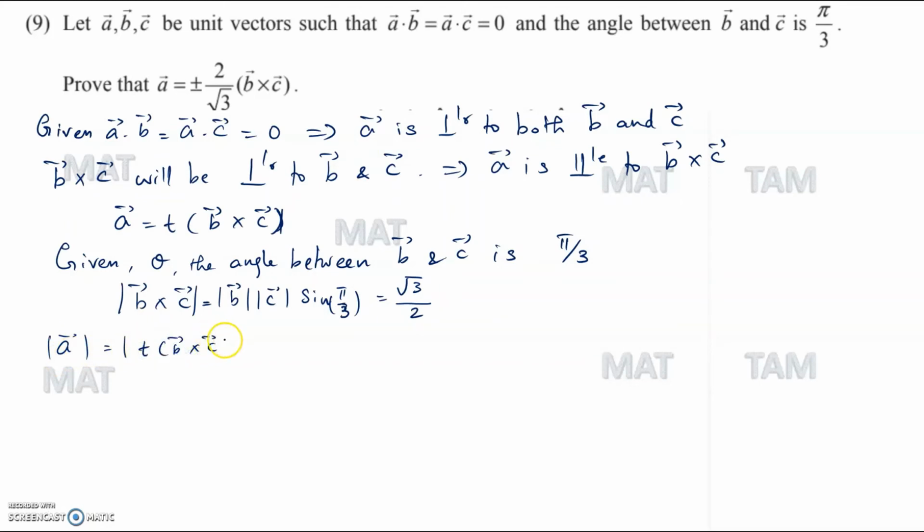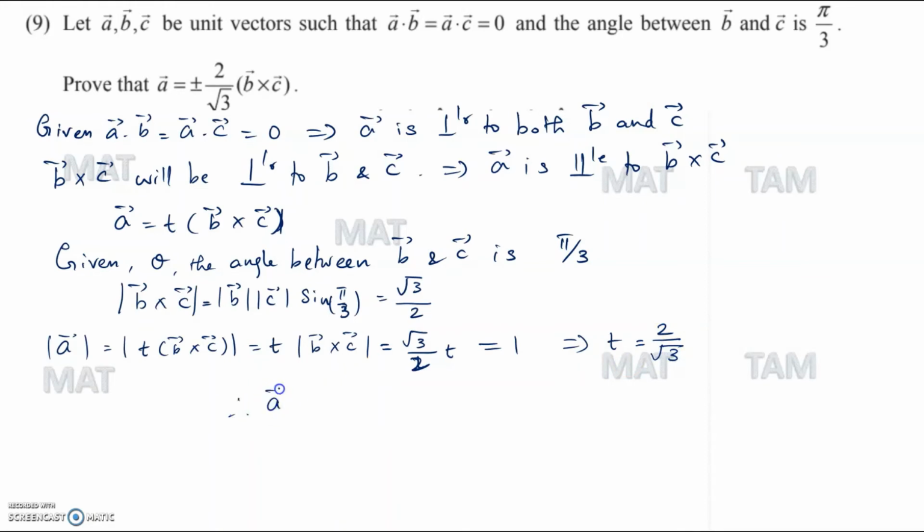Now let's bring in vector A. The magnitude of A will be equal to the magnitude of T into B cross product with C, so that's equal to T times the magnitude of B cross product with C. But we already have the magnitude of B cross product with C as root 3 by 2, so it is root 3 by 2 times T. However, the magnitude of vector A is a unit vector, so this should be equal to 1. So this implies that T is equal to 2 by root 3.